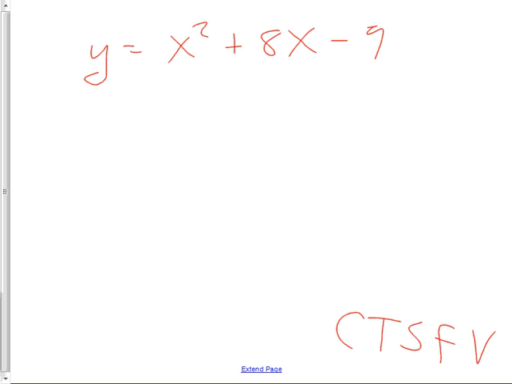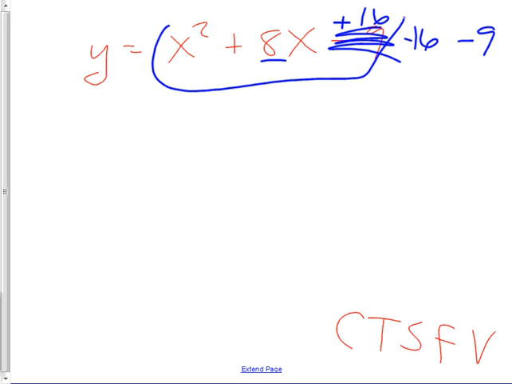All right. So now I'm going to take this 9, I'm going to move it over. And now I'm going to take half the 8 and then square it. Half the 8 is 4, and I square it, makes 4 squared is 16. If I add 16, I got to subtract 16 to keep my equation balanced. Otherwise, you can't just go around adding 16 to one side of an equation.